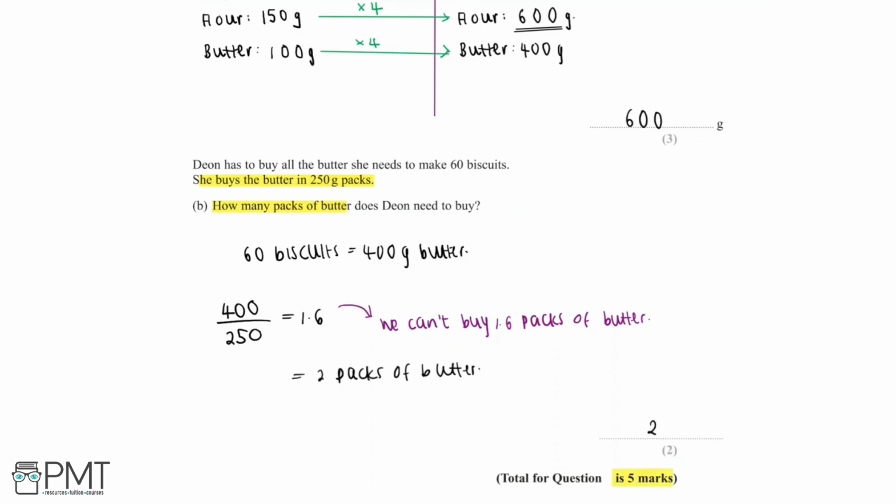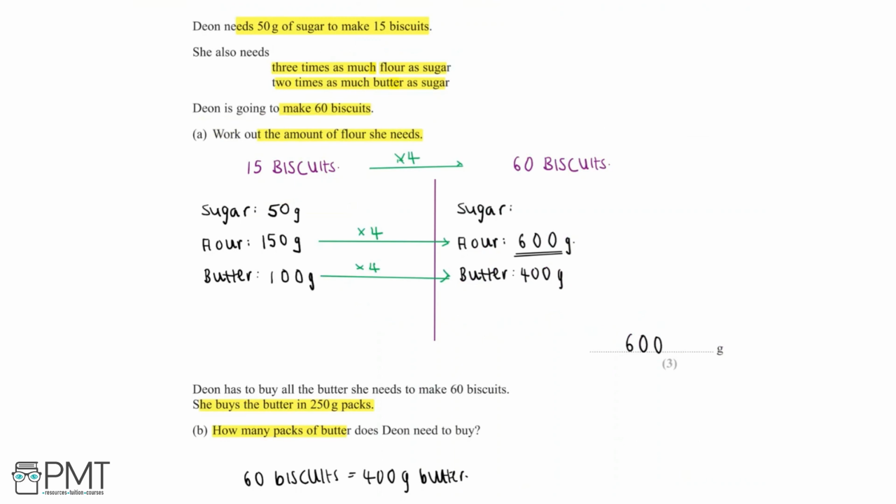Now this question is worth 5 marks. In part A, we get 1 mark for realising that the multiplier is 4, and so to get from 15 biscuits to 60 biscuits, we multiply by 4. We get the 2nd mark for attempting to do 150 multiplied by 4, which we can see over here. And we get the 3rd mark for getting our correct final answer that the amount of flour she needs to make 60 biscuits is equal to 600 grams.